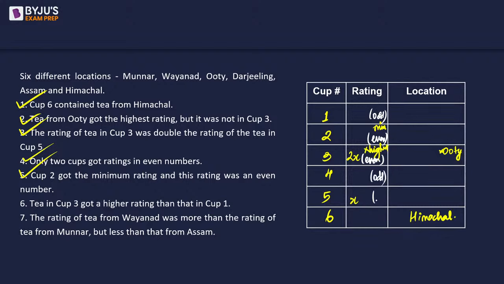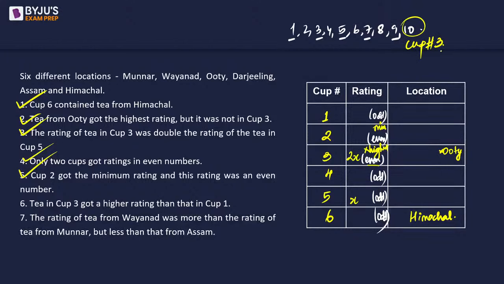rating, odd rating, odd rating and odd rating. So if you talk about the numbers from 1 to 10, which are the ratings of these: 1, 3, 5, 7 and 9. We have 5 odd numbers. Out of those 5 odd numbers, we have to place 4 odd numbers, isn't it? So if you are going to place 4 odd numbers such that this is an even number and not the highest. Suppose this is 10. Cup number 3 is 10, an even number. But 10 is going to be the highest, right? We cannot have a number more than that. So we can say that Cup 3 cannot be 10.